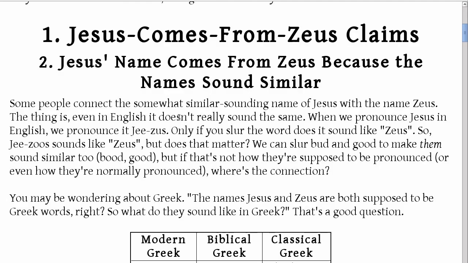Zeus. The thing is, even in English, it doesn't really sound the same. When we pronounce Jesus in English, we pronounce it Jesus. Only if you slur the word does it sound like Zeus. So, Jesus sounds like Zeus. But does that matter? We can slur bud and good to make them sound similar too. Bood, good. But if that's not how they're supposed to be pronounced, or even how they're normally pronounced, then where's the connection?